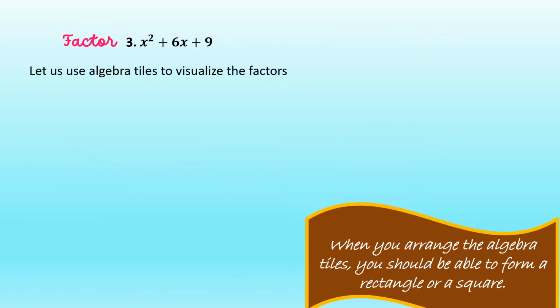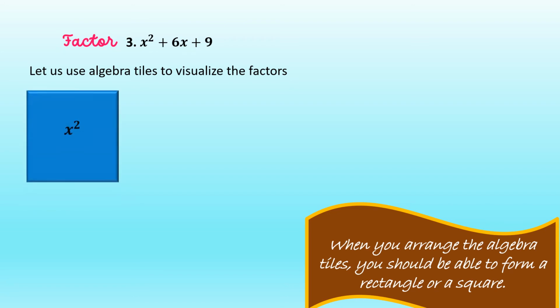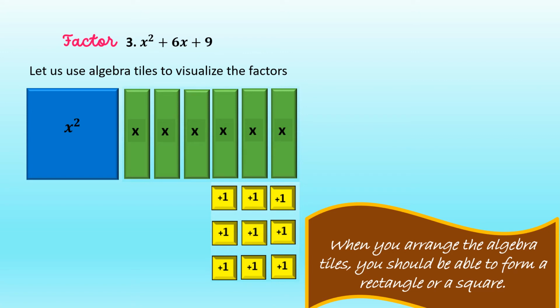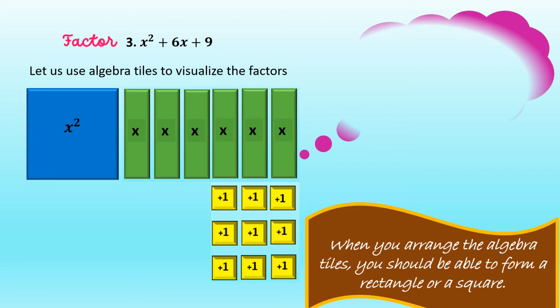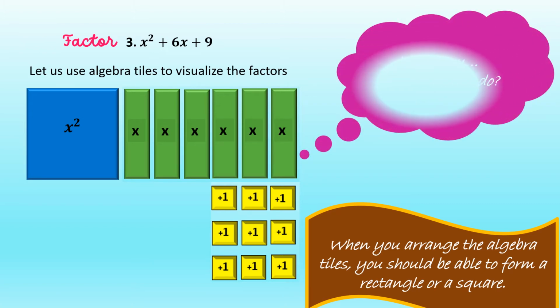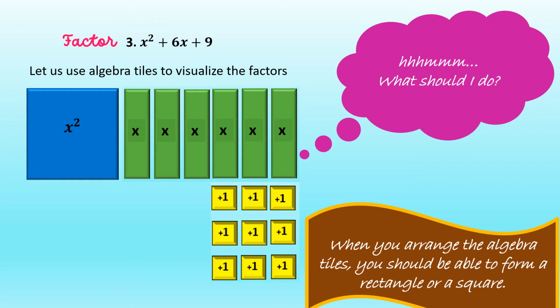Let us factor x squared plus 6x plus 9 using algebra tiles. So we have one large square tile and 6x is represented by 6 green tiles and 9 yellow tiles. We're going to arrange it this way. I was able to form a rectangle or a square. You have to remember that when you arrange the algebra tiles, you should be able to form a rectangle or a square. What should I do?